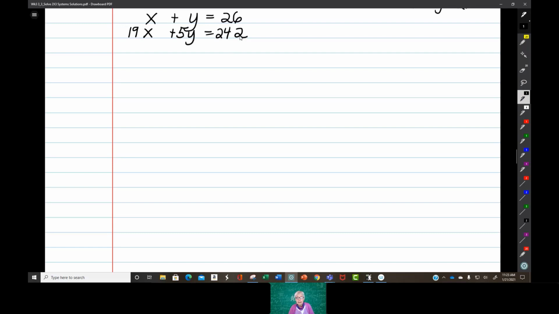So here's what I could do. If this is row 1, and this is row 2, then I could multiply row 1 by -19 and add it to row 2. But 19, I would have to multiply it by 26. I'd have to go to the calculator. I don't wanna. So 5 is a whole lot better, don't you think? Easier.